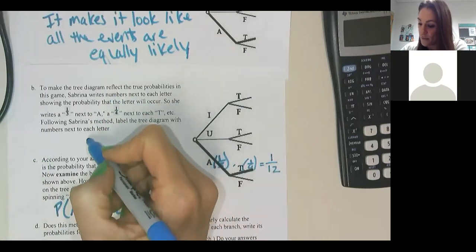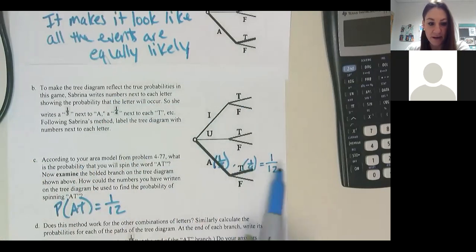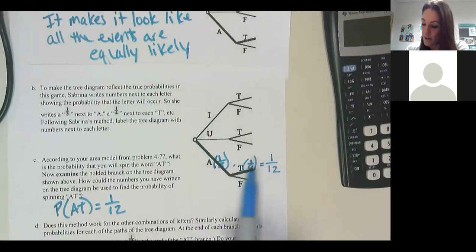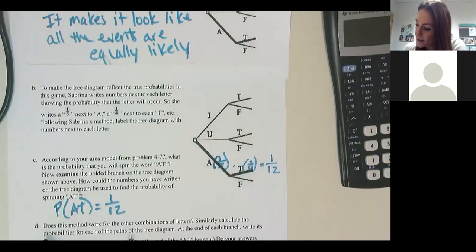All right. So all we had to do for B was just label it on the tree diagram. And then for C, we wrote 1/12 based on the area model. And did we get the same thing with the tree diagram? Yes. Does this method work for all the combinations?